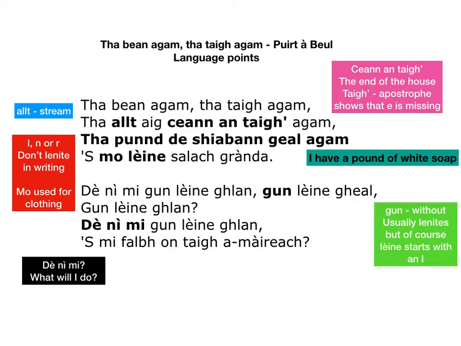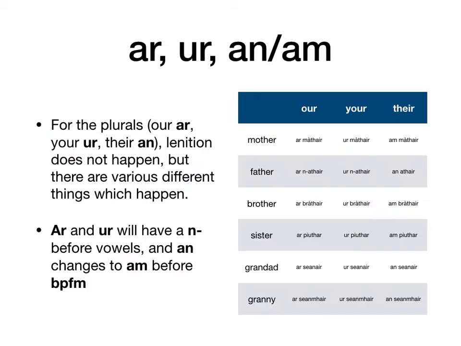Tha bean agam, tha taigh agam, that's a little puirt à beul. You'll find a lot better versions of it on the internet than this one. But what you're going to do now is look very briefly at the other possessive pronouns, those being our, your, and their, your plural, of course. For the plurals, ar, ur, an, lenition does not happen, but there are various different things which happen otherwise.